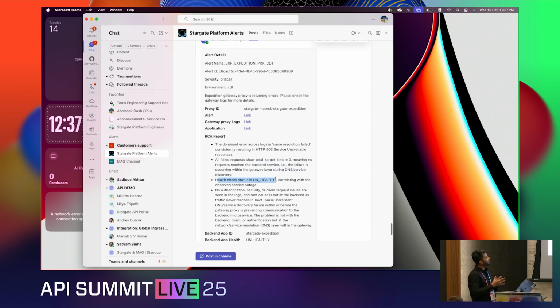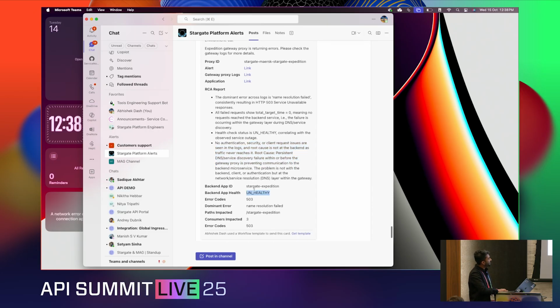Now, the agent did not only check the logs, it also went to check the application health in the backend and identified that the application is unhealthy, which exactly confirms the fact, as we have disabled the application. No authentication or security issues have been identified. So it also gives this information. It has also done a blast radius analysis, identifying that this proxy was being consumed by 3 consumers and they may have been impacted by this.